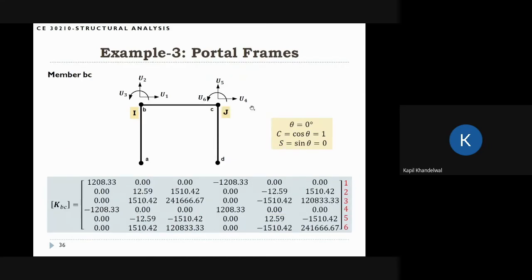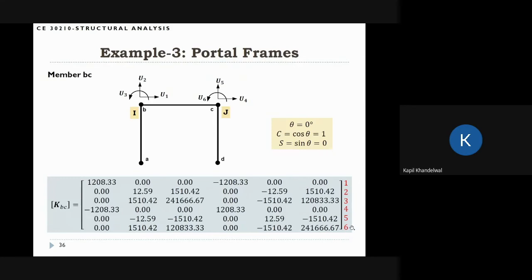Member BC: this is the I node, this is the J node. In this case, the global and local systems are the same for this member, so this is the stiffness matrix for a beam element, because beam and frame are the same in the local coordinate system. The degrees of freedom ordering is the I node degrees of freedom UI, VI, theta I, and then the J node degrees of freedom UJ, VJ, theta J. So it's actually 1, 2, 3, 4, 5, 6.